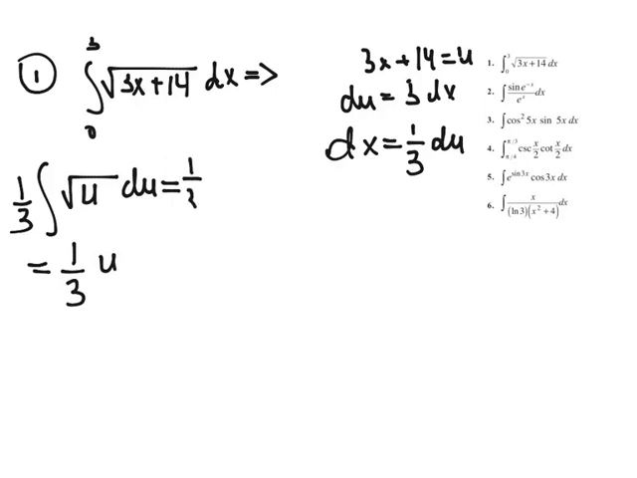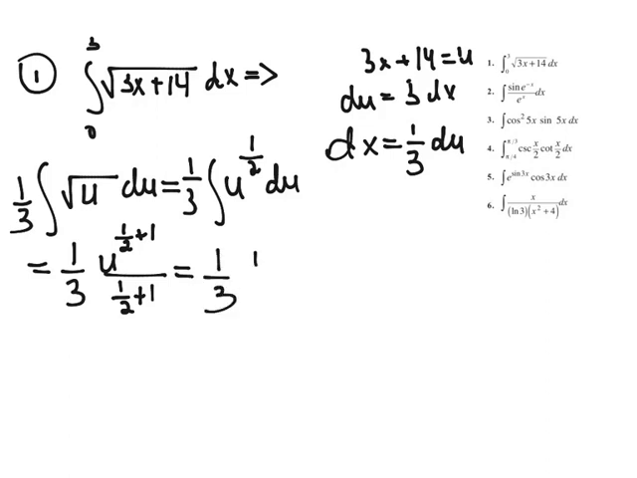Let me write it down actually. You can express square root of u as u to the power of 1/2. So then you just do u to the power of 1/2 plus 1, and then you simplify, and you get 1/3 u to the power of 3 over 2 over 3 over 2. Then you flip it, you get 2 over 3.